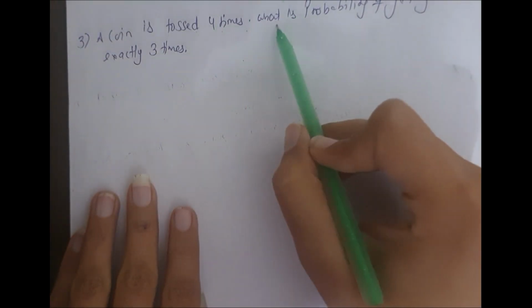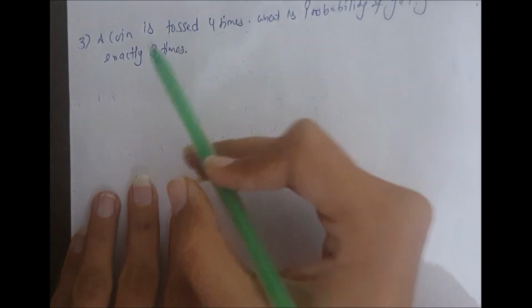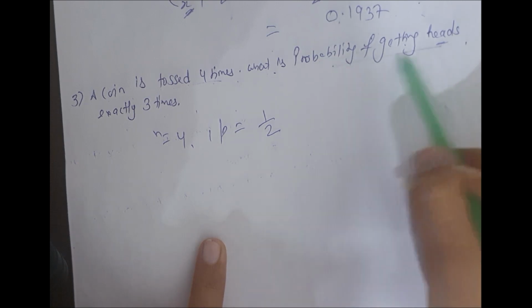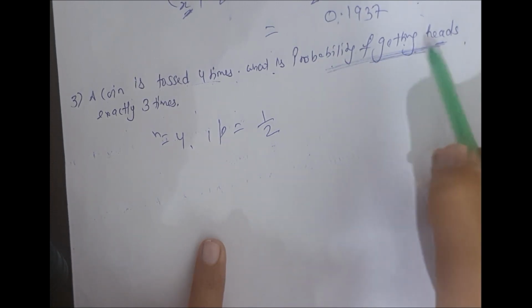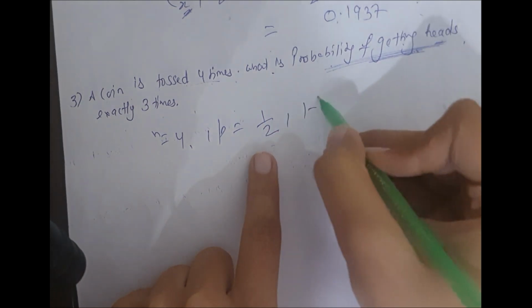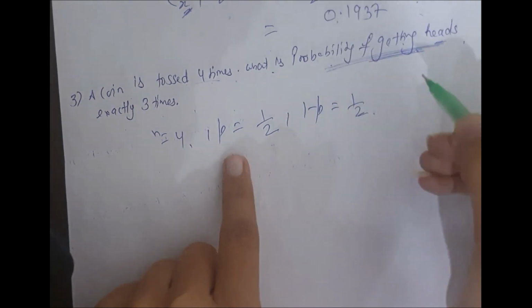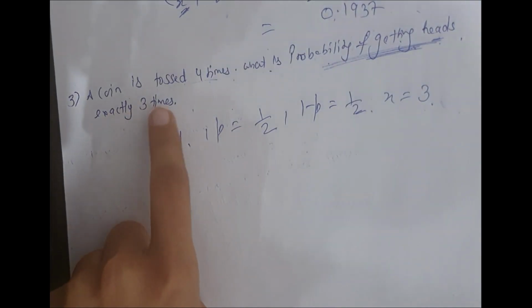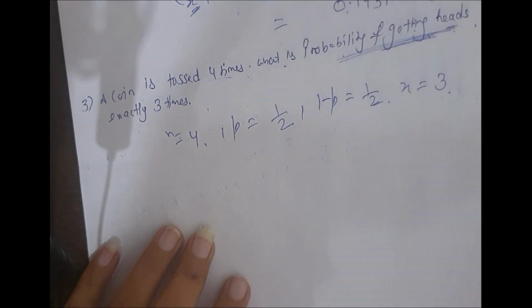Similarly, third: a coin is tossed 4 times. The probability of getting heads exactly 3 times is. The coin is tossed 4 times, so n is 4. Now what is p? If a coin is tossed, the probability of getting a head is 1 by 2, so the probability of success is 1 by 2. 1 minus p, that is half, is the probability of not getting a head, and x is 3 because they are saying exactly 3 times.